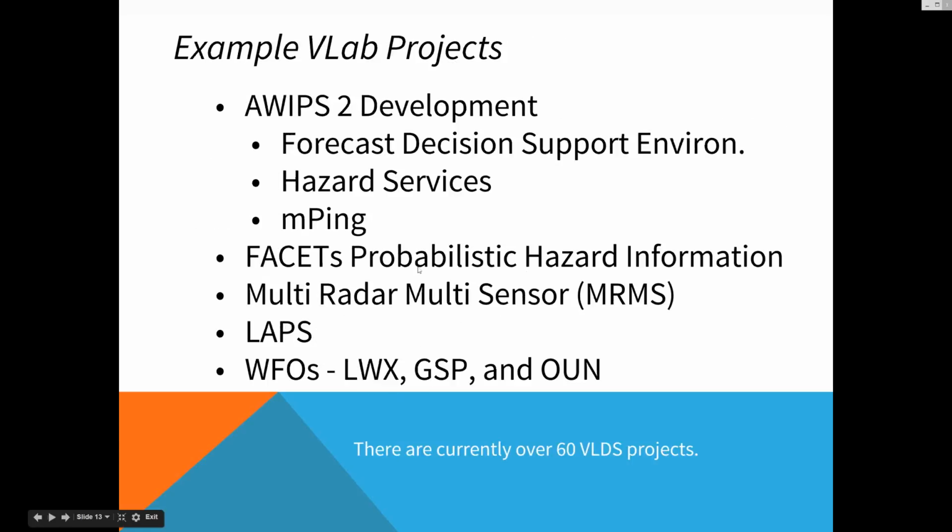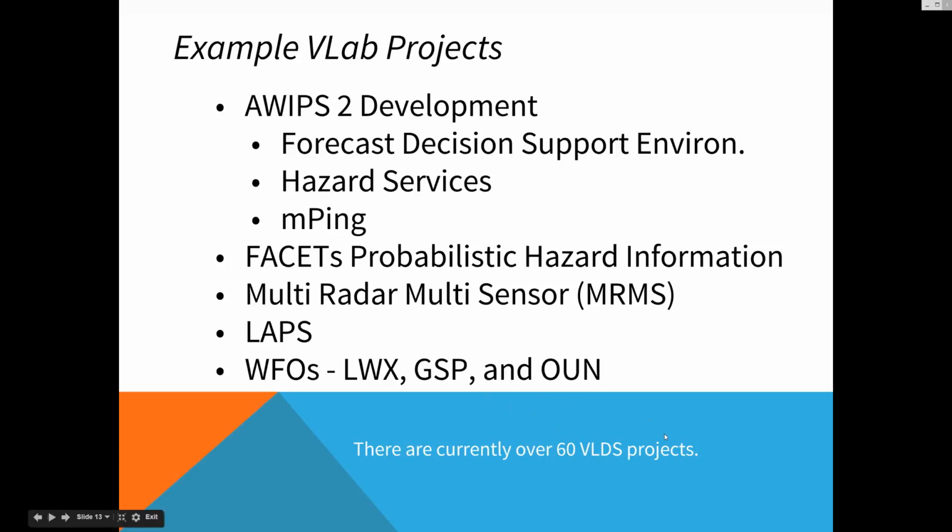So some examples of projects under AWIPS2 development: we've got FDSE, hazard services, MPing being developed at OUN. There's FACETs, which is part of NSSL, I believe, that is leading that. Then MRMS, as I mentioned, also has a presence on the development services side. LAPS, and then there are 3 different WFOs that are using the software too for managing their tickets and issues at the WFO level, and they've found that to be very powerful for them.